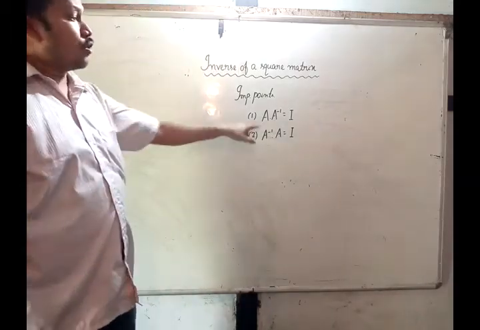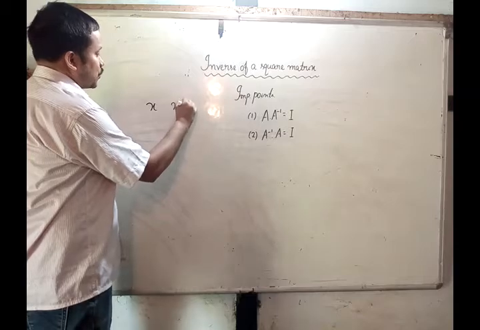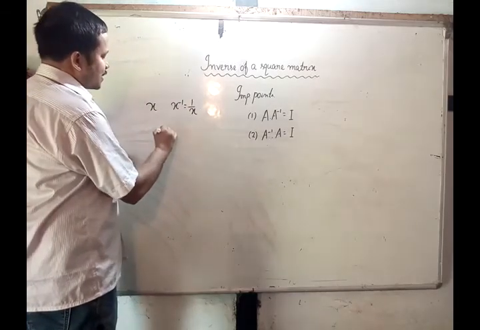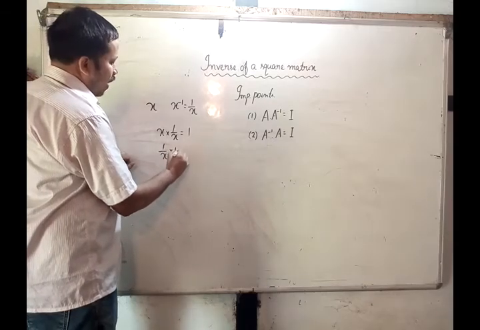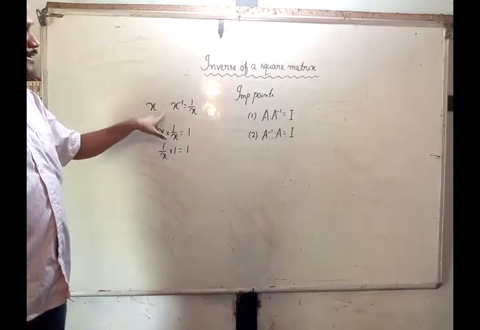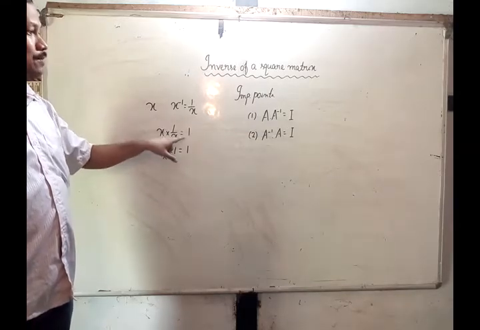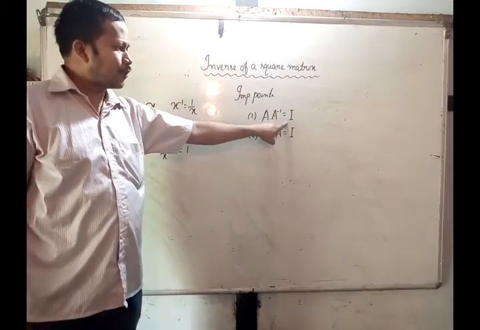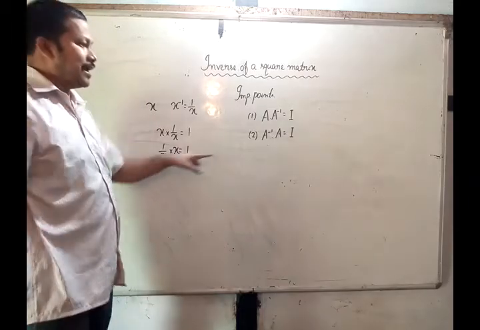For numbers, if x is a number, its multiplicative inverse is x inverse, which means 1 by x. When we write x into 1 by x, it equals 1, and 1 by x into x also equals 1. The rule that works with number 1 is the rule that applies with matrix I: x into x inverse equals 1, A into A inverse equals I, x inverse into x equals 1, and here A inverse into A equals I.